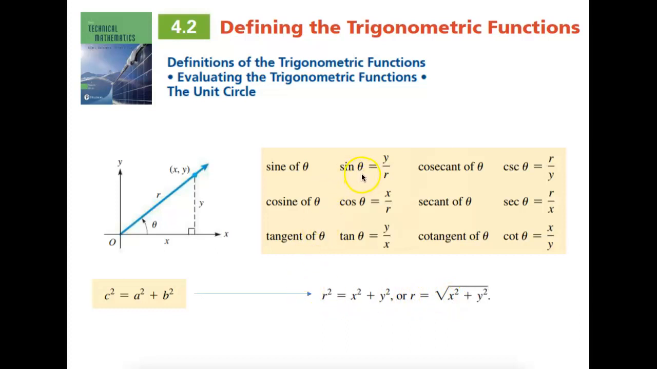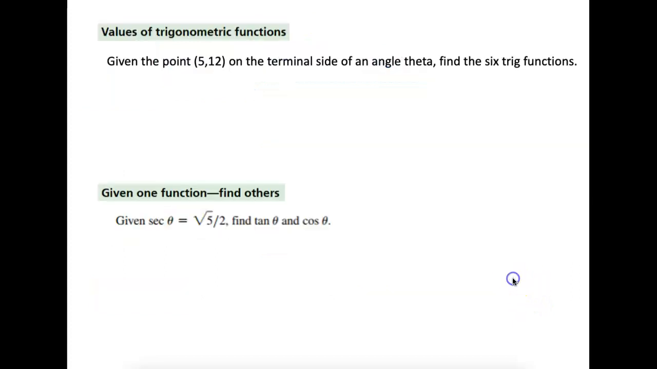So the sine of theta is defined as the y value divided by r, and the cosecant, notice its abbreviation, CSC, is the reciprocal of that, r over y. Then we have the cosine of the angle, which is x over r, and its reciprocal is secant, which is r over x. Then we have the tangent of the angle, which is y over x, and its reciprocal is the cotangent of theta, which is x over y.